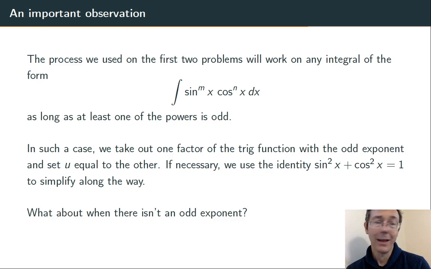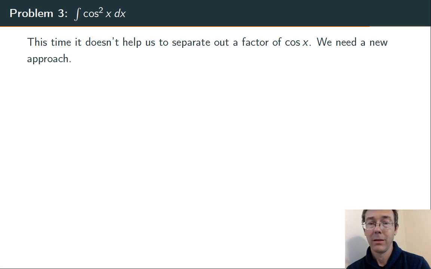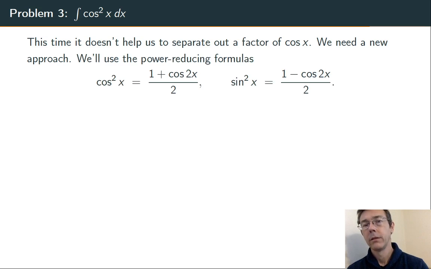In other words, when you don't have an odd exponent to do that with. Here's the simplest possible example of that, the integral of cosine squared of x dx. We need a new approach. The way we're going to do these problems is using the power reducing formulas.